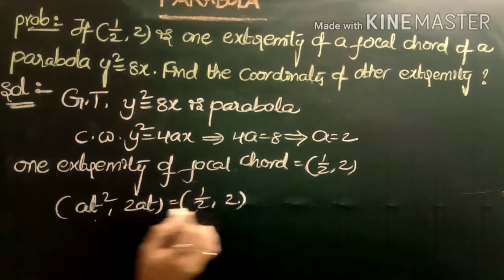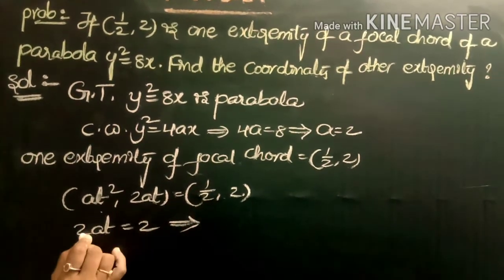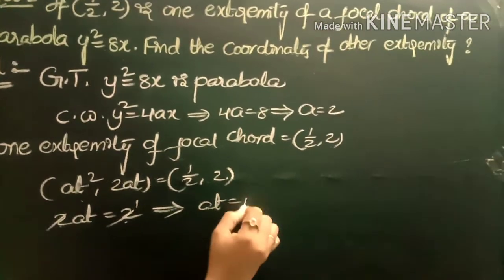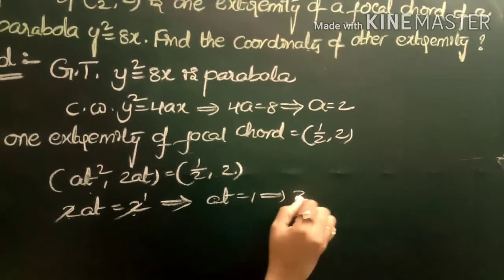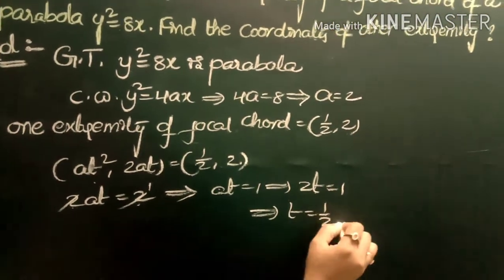Now we equate either of the two values. I equate the second values, that is 2at is equal to 2. Then at is equal to 1. But what is the value of a? a is equal to 2. That is 2t is equal to 1, and the value of t is equal to 1 by 2.